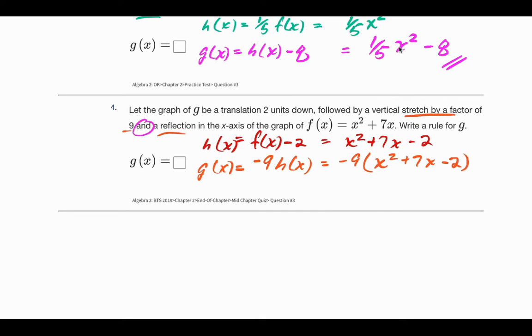They will expect you to expand that, so you're going to distribute the negative 9 through the parentheses. When I do that, I'm going to get negative 9x squared. Negative 9 times 7 is negative 63x. And then negative 9 times negative 2 is positive 18.